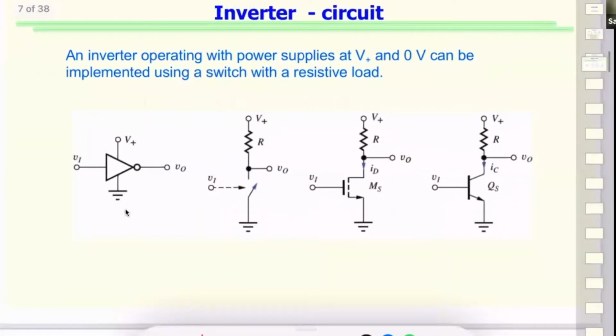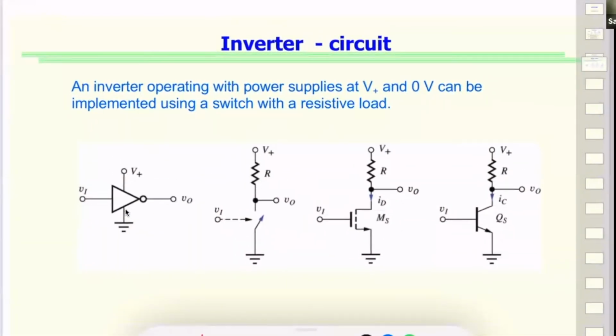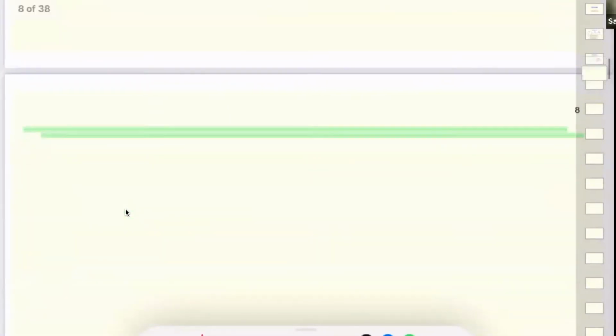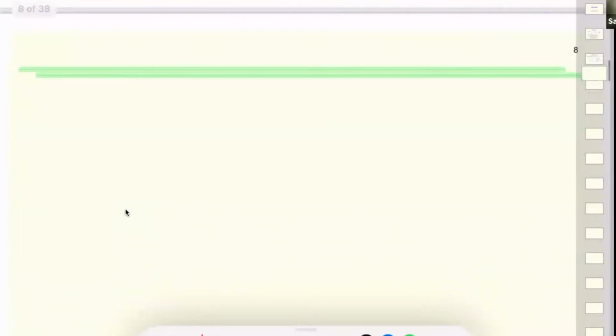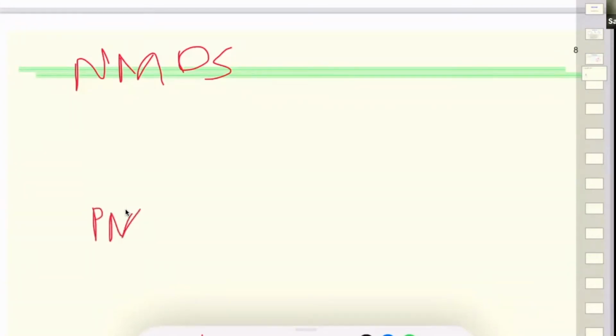For an inverter, it's as simple as that. If the input is high, the output is low. If the input is low, the output is high. Now we have to remember what the basic operation of a transistor is and how that would come into achieving these goals. So let's put down some basic ideas of NMOS and PMOS, what happens in both cases.